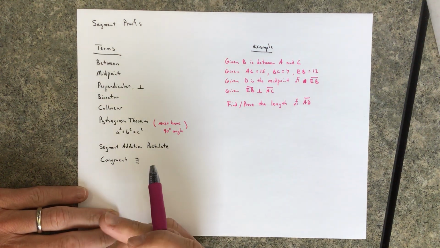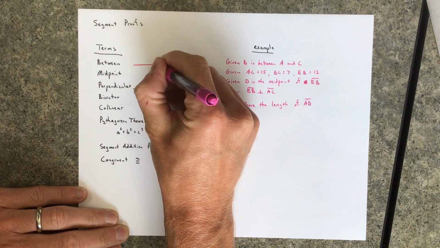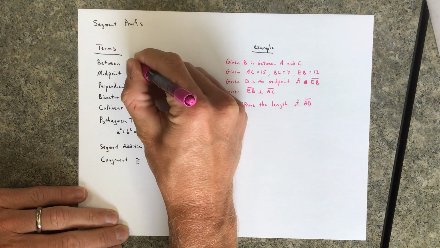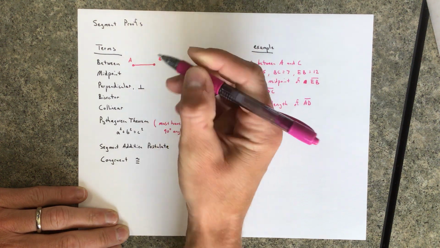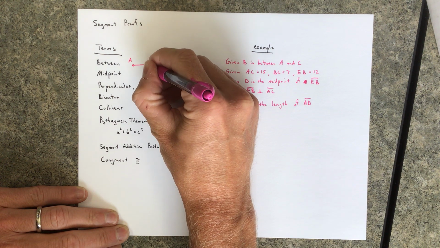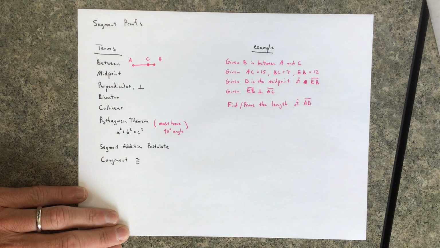So we use the word between. Remember, to say something is between something is really to say it's collinear. So we have 2 points, let's say A and B. And then if we say C is between A and B, it lies somewhere in there. And so A, B, and C then are collinear points.